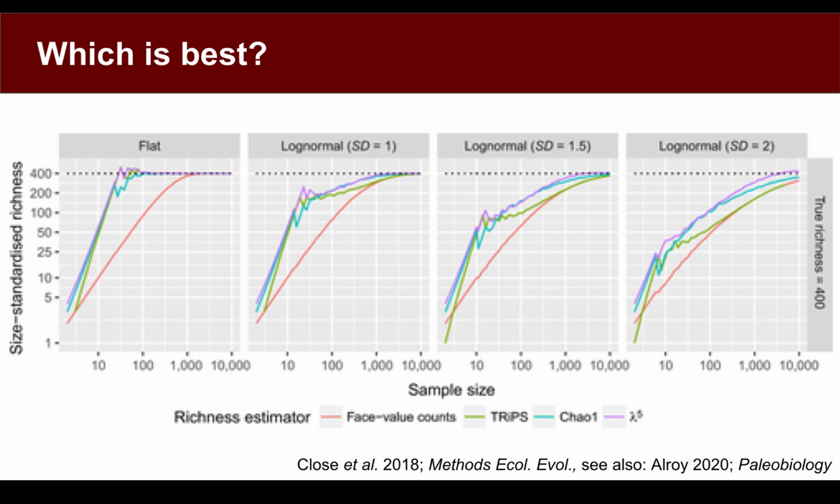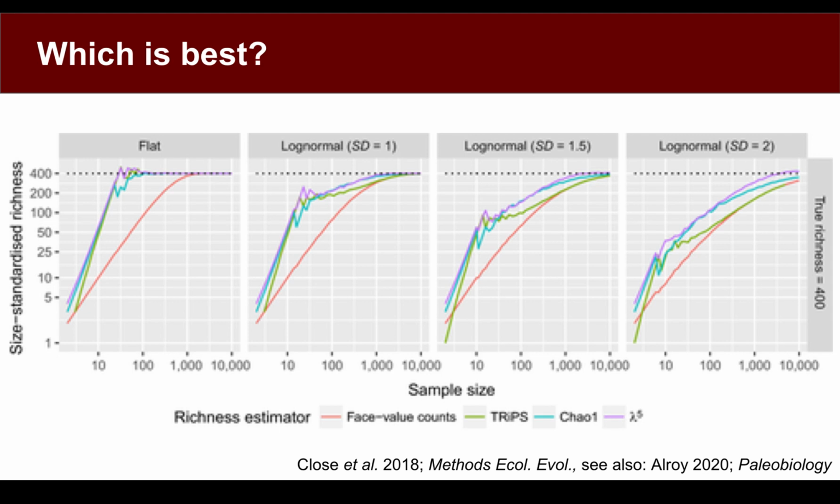On the left here is flat, which is pretty unlikely, so that's suggesting abundance is the same for all of your species. And then the next three columns are all log normal distributions, so you'd have a lot of your common species, and then this long, increasingly long tail of rarer species here. We see in each case we've got the red line representing face value count, so that's if we didn't do anything to correct for sampling bias. And then we've got three, I think those are all coverage-based methods, in the different colours.